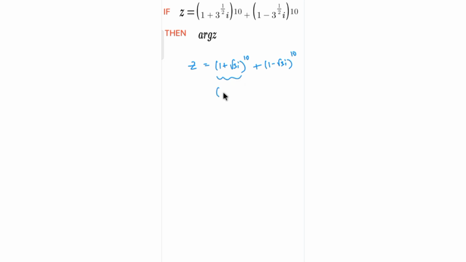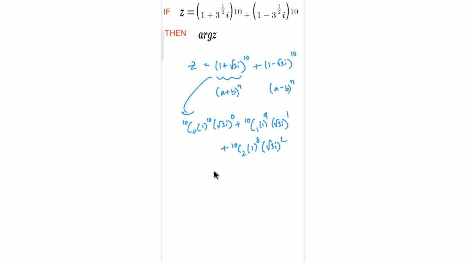So this is in the form (a plus b) whole power n, and this is (a minus b) whole power n. So we can use the binomial expansion. So this comes out to be 10C0 into 1 power 10 into (root 3 i) whole power 0, plus 10C1 into 1 power 9 into (root 3 i) whole power 1, plus 10C2 into 1 power 8 into (root 3 i) whole square. So this goes on till 10C10 into 1 power 0 into (root 3 i) whole power 10.